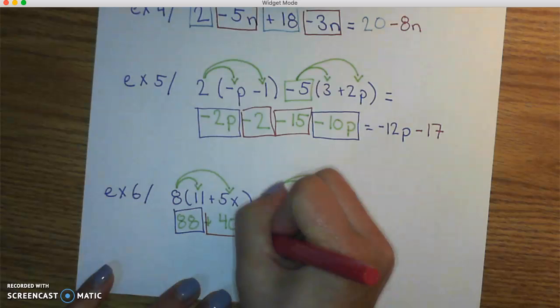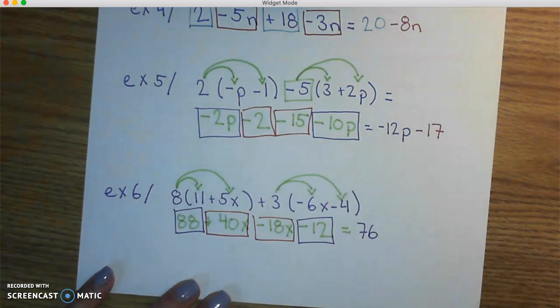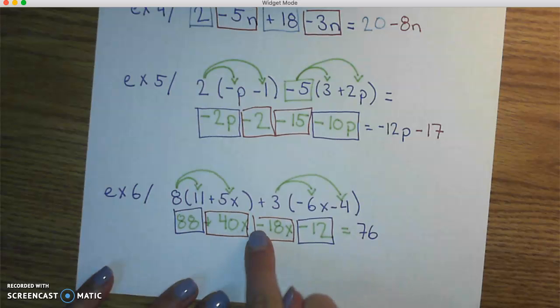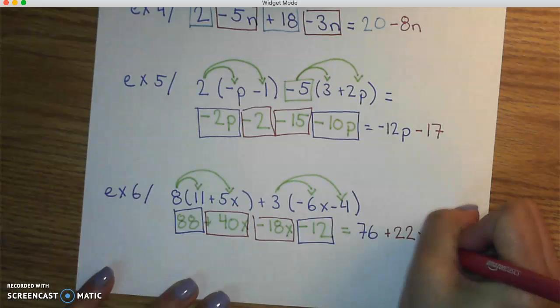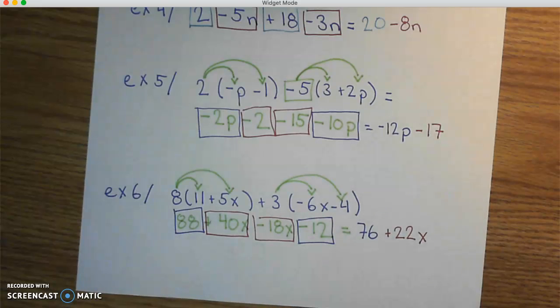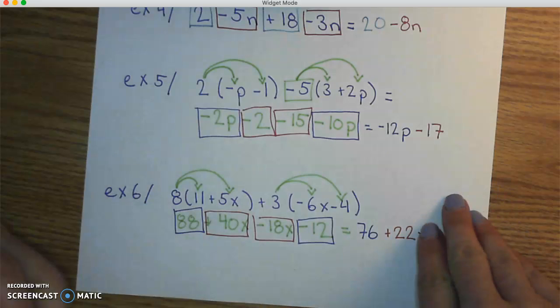Let's find team X. I have positive 40x minus 18x. 40 minus 18 is 22x. So those are the examples for combining. I'm now going to do 3 examples with you for evaluating.